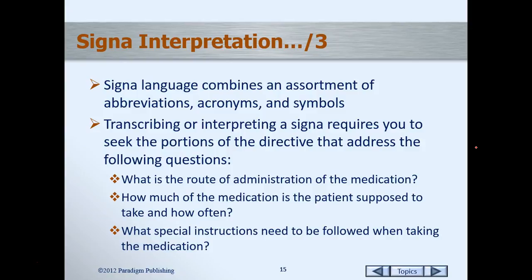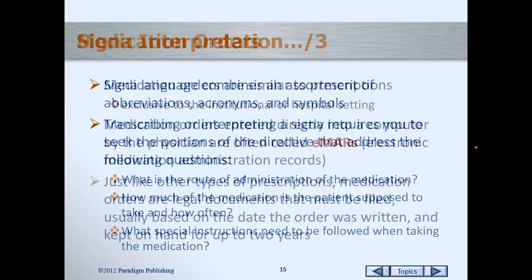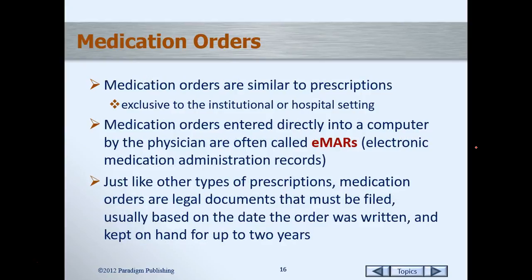So again, this is a review from 102. The medication orders are similar, but they're exclusive to the institutional or hospital setting. The medication orders are entered directly into a computer by the physician. That's generally known as CPOE, computerized physician order entry, which will come up on a slide in a minute or so. The orders, once they're in the system, become EMARs, or what are known as electronic medication administration records.